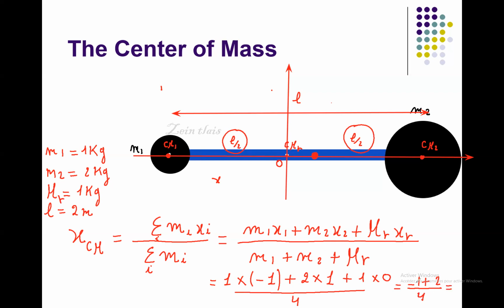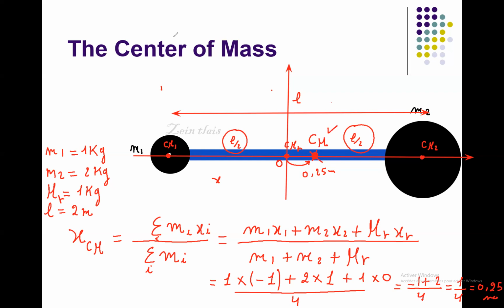We get 1 divided by 4. It will be 0.25 meter. As you see here, we have the center, and the position here will be at 0.25 meter. We get the same result as the total center of mass.